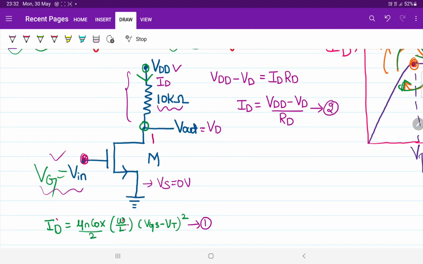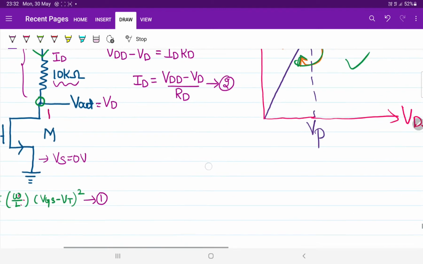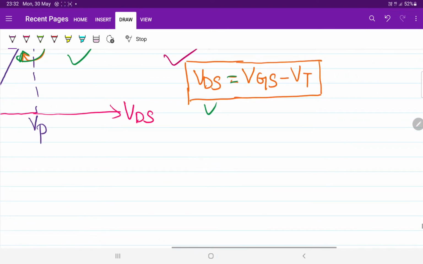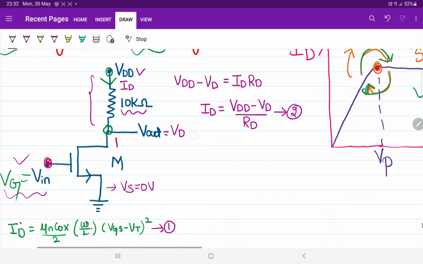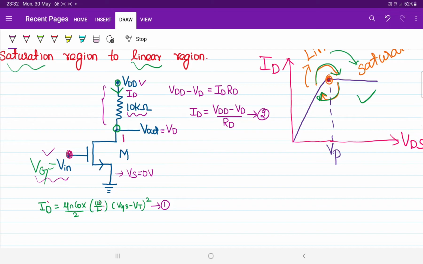Now take this one as equation number 2, and we also have one more equation. Don't forget, we are in the switching region, so this one will be considered as equation number 3. By using these 3 equations, we can easily solve the problem whenever your MOSFET is given with the switching region. So you have to use these relations in order to solve the question.